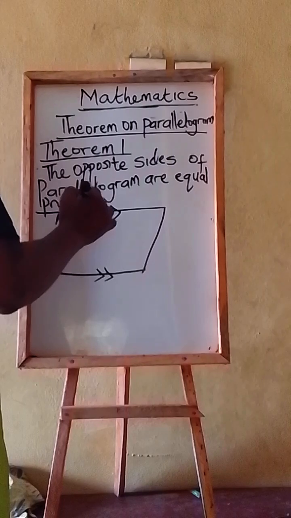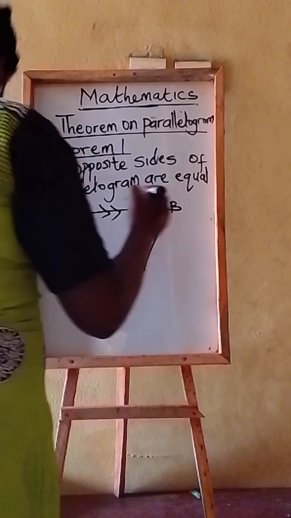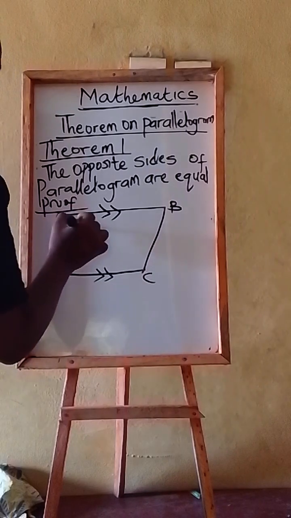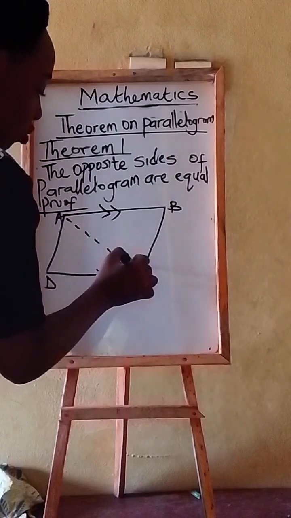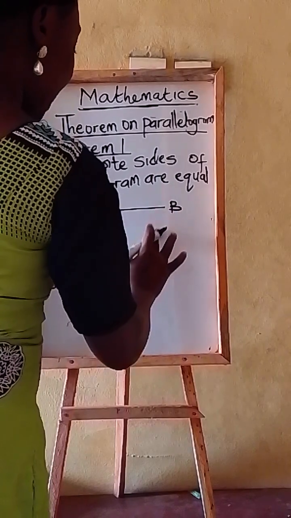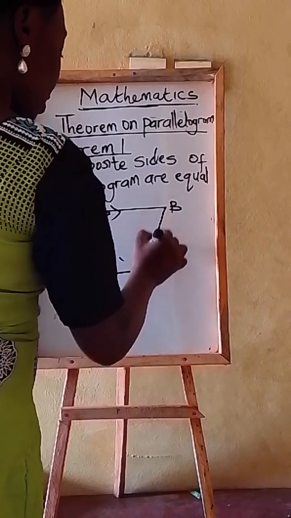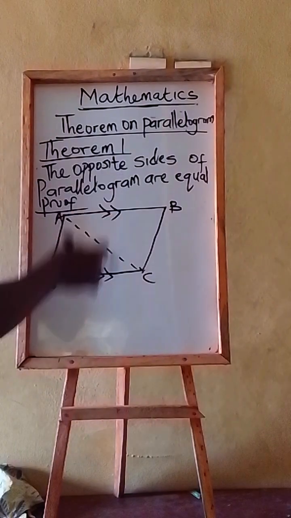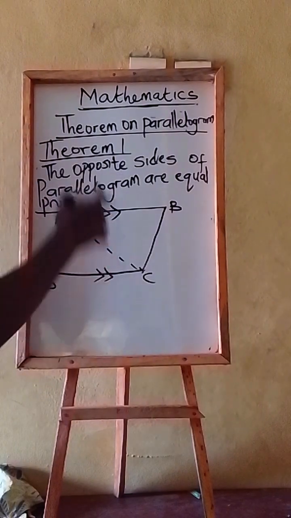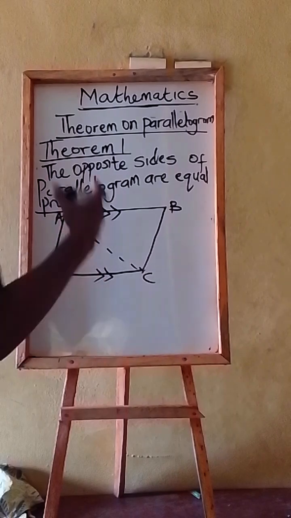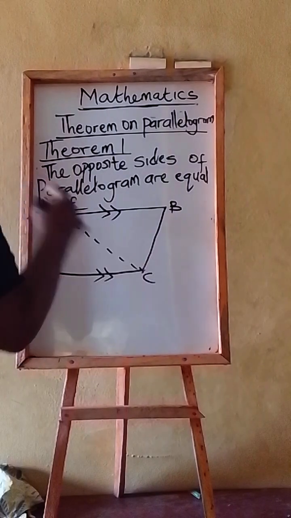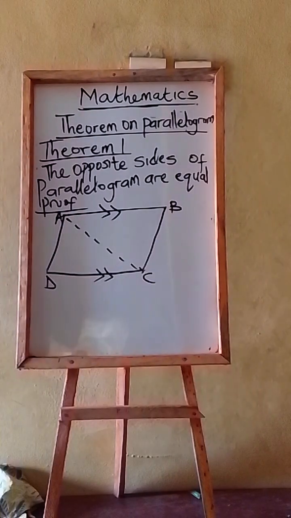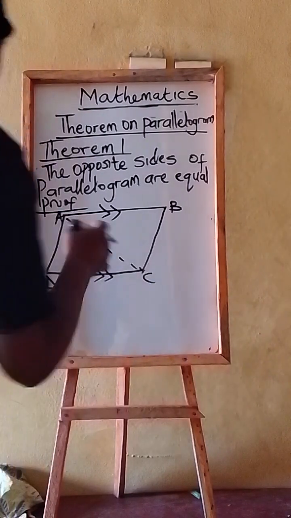We have A, B, C, D. So we want to prove. The first thing you do is you draw a parallel line. When you draw a parallel line, you divide it into two. When you divide it into two, then we'll now start this proving.